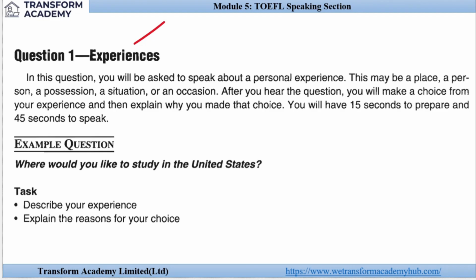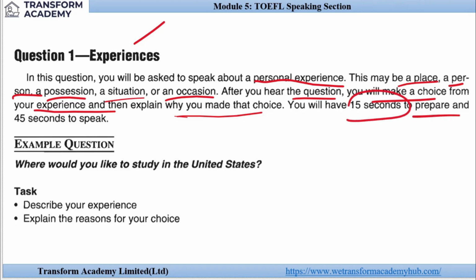In this section, you'll be asked to speak about a personal experience. This may be a place, a person, a possession, a situation, or an occasion. After you hear the question, you will make a choice from your experience and then explain why you made that choice. You will have 15 seconds to prepare and 45 seconds to speak. Example question is: where would you like to study in the United States? So the task is describe your experience, explain the reason for your choice.